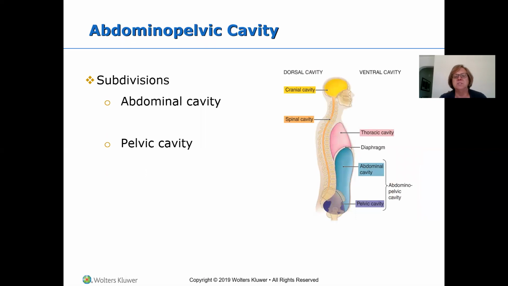All right, so again, when we look at the abdominopelvic cavity, we have two subdivisions. The abdominal cavity, which would, as you can expect, house the spleen, the liver, the stomach, the large and small intestine, right? And then we have the pelvic cavity, which would house our urinary system.